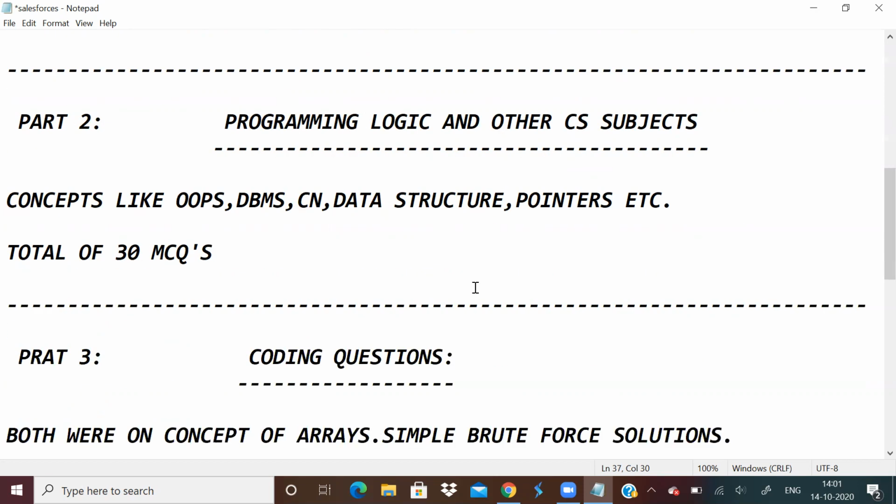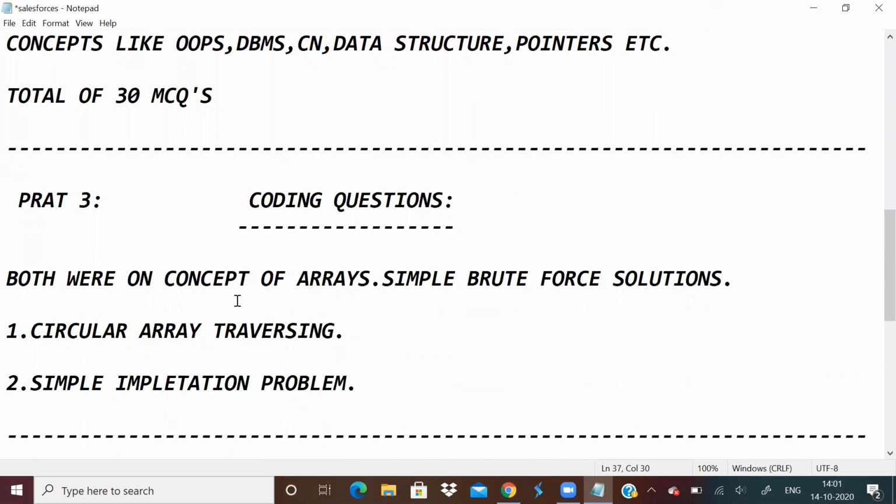And the next section was a coding question. There are two coding questions. The best part about this internship test was the coding questions. We had 60 minutes and both were very, very easy. Both were on the concept of arrays. One was implementation and another one was like a circular array traversing. I don't remember the exact statements of both of them. I don't have anything to show you because once the test is over, you do not get the questions again.